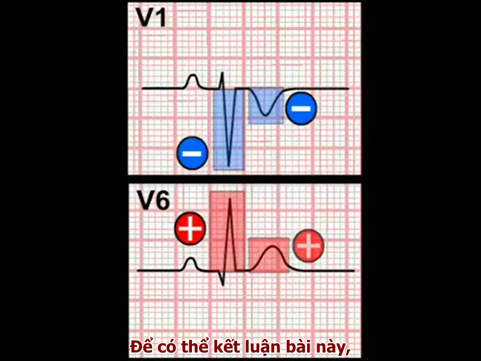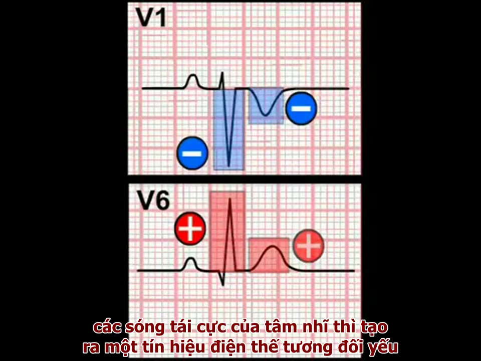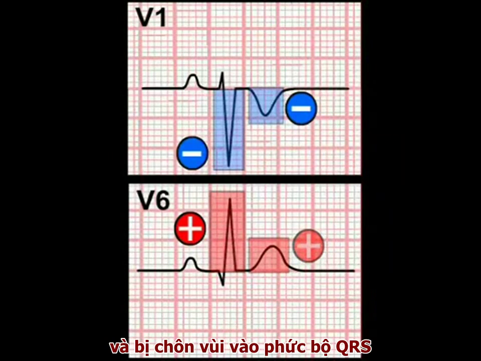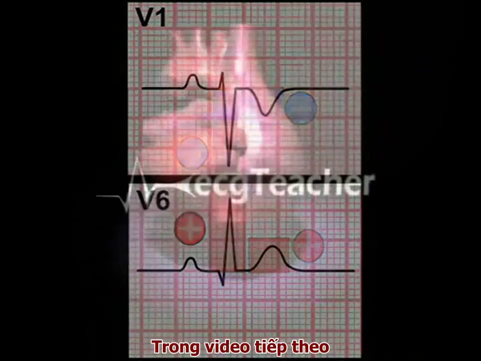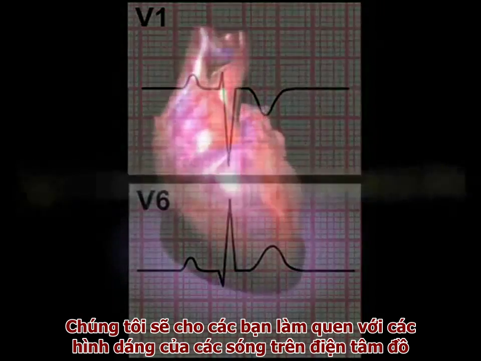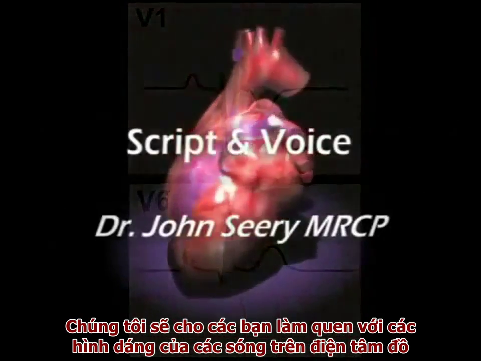Just to tie up a loose end, atrial repolarization produces a relatively weak electrical signal, which is buried in the QRS complex and is generally not detectable on a standard 12-lead ECG. In the next video, we will try and ensure that you are familiar with the nomenclature of the ECG recording.